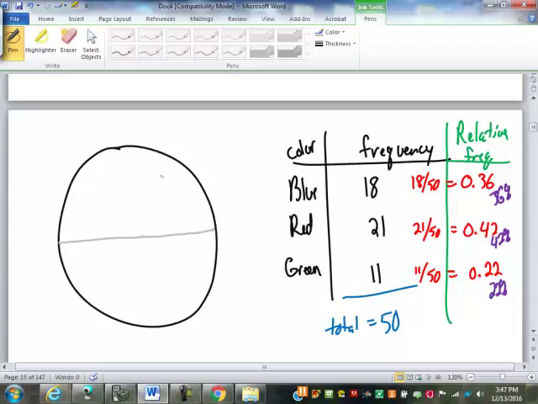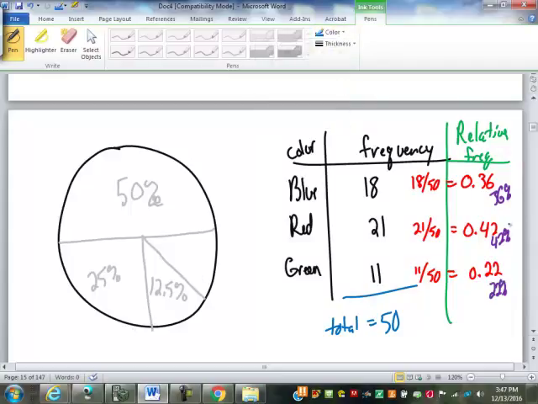Half of a circle is what percent? 50%. Quarter of a circle then would be 25%. If I cut a quarter in half, an eighth of a circle would be half of 25, is 12.5%. We can use that to get a pretty close approximation of most of these.